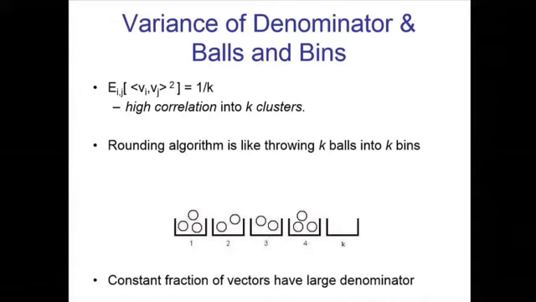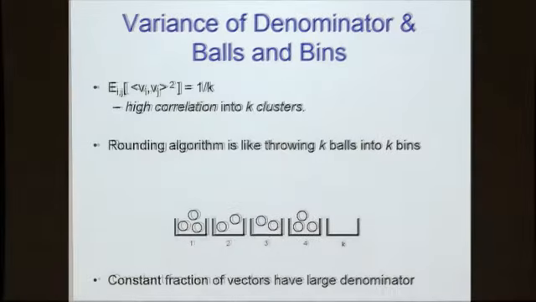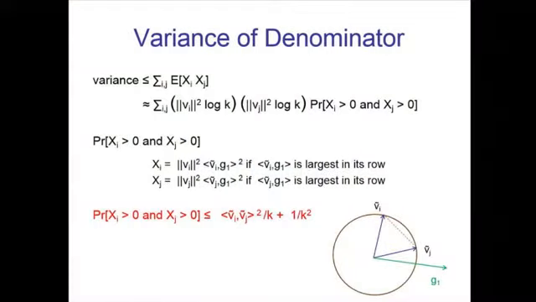This is the intuition behind trying to show that the denominator is large, but unfortunately this does not work. We could not make it work. It probably works, I don't know. We have to go through the boring way of trying to bound the variance of the denominator.